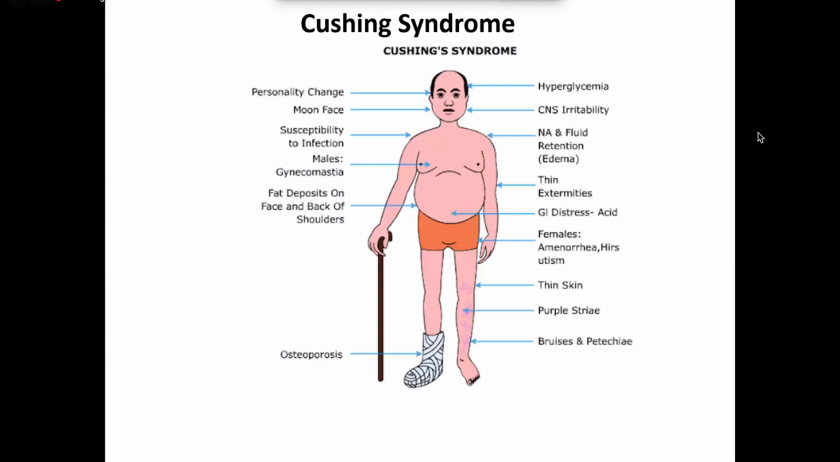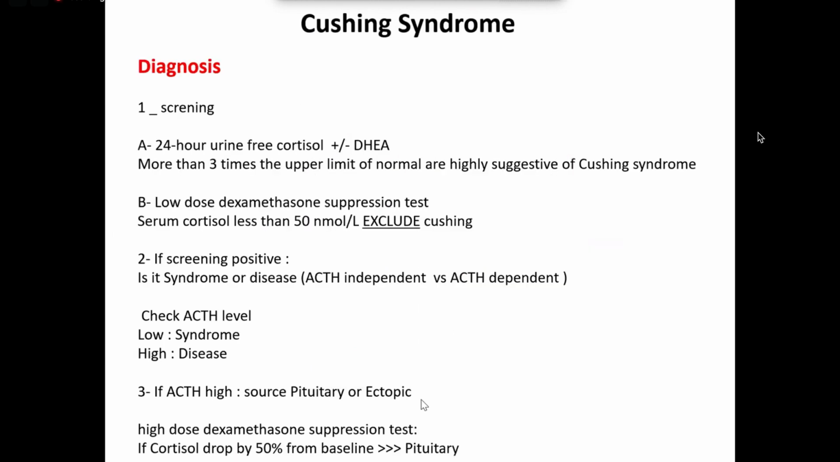As we know, there is a high cortisol level. It affects many organs in the body, and so the symptoms and signs will be distributed through all the body. So loss of hair, moon face, CNS irritability, gynecomastia, central obesity, osteoporosis, and these are common symptoms and signs we see in Cushing.